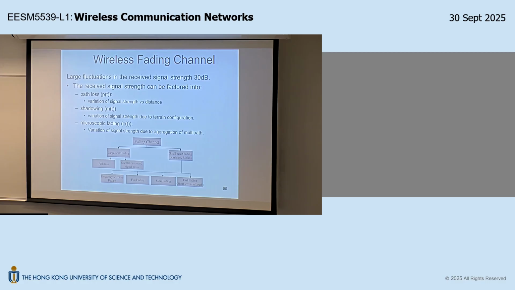Of course, path loss will be relevant to you, right? Because path loss is a translation of the range and your transmit power. This is called link budget analysis.